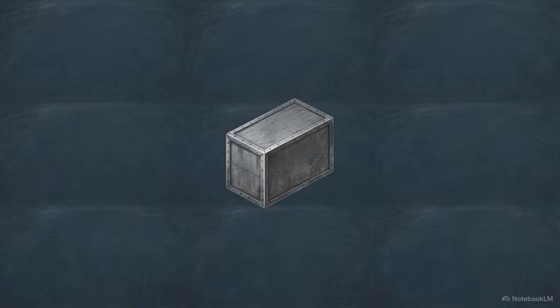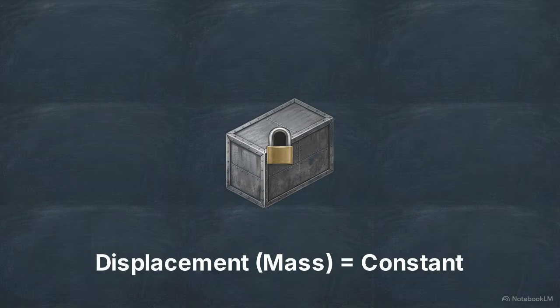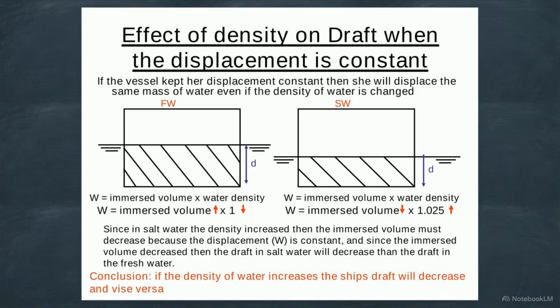First, we lock the vessel's displacement. The total mass is constant, representing a ship in transit making no cargo transfers. This diagram compares our box in freshwater at 1,000 kilograms per cubic meter and saltwater at 1,025. Because saltwater is denser, providing more buoyancy, the box requires less immersed volume to support the same mass.